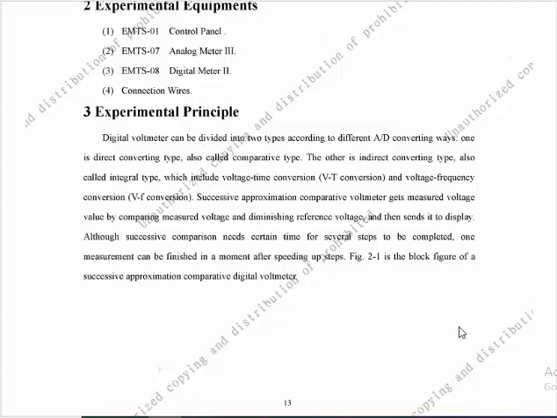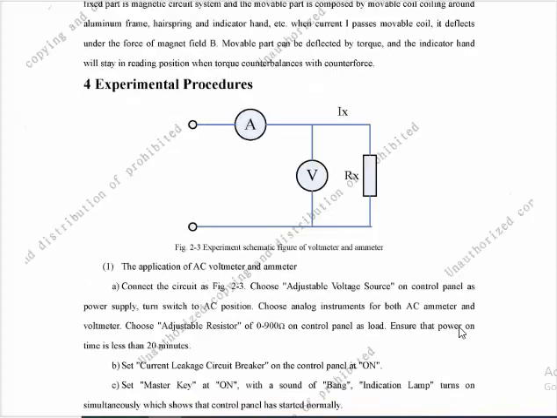Although successive comparison needs a certain time for several steps to be completed, one measurement can be finished in a moment after speeding up the steps. So let's look at the figure. So this is the experimental principle of the experiment. So let's see the connection, or the circuit diagram, of this experiment. The wiring diagram of the experiment. So we look at the circuit diagram.